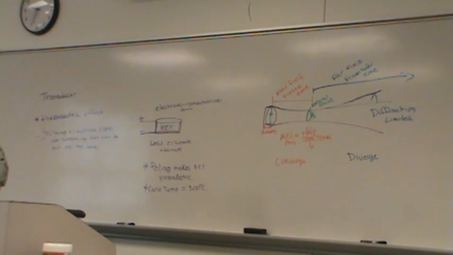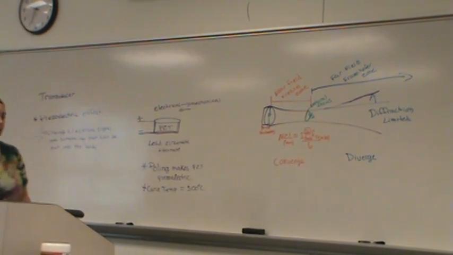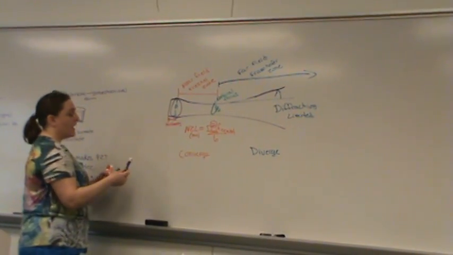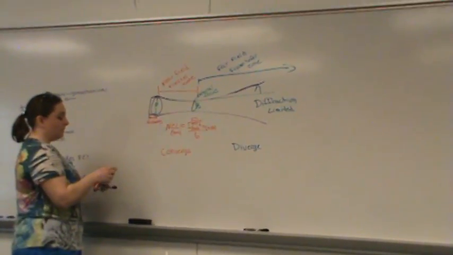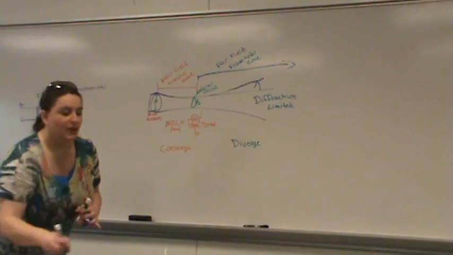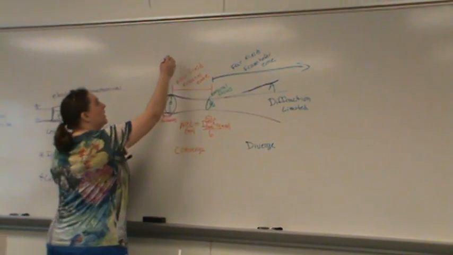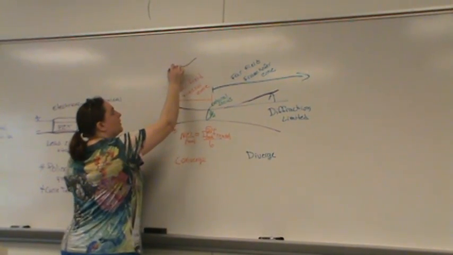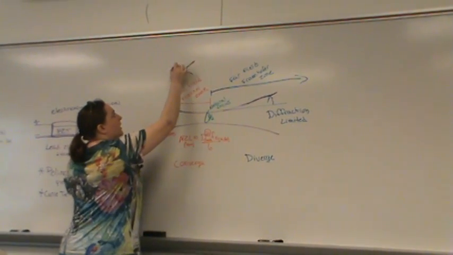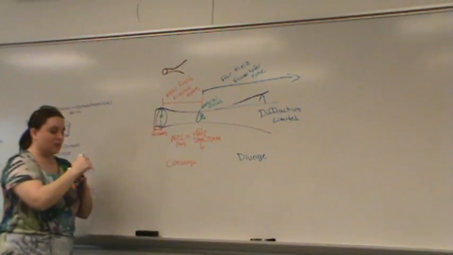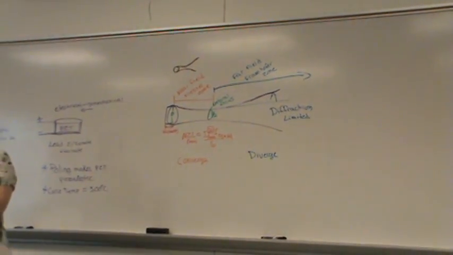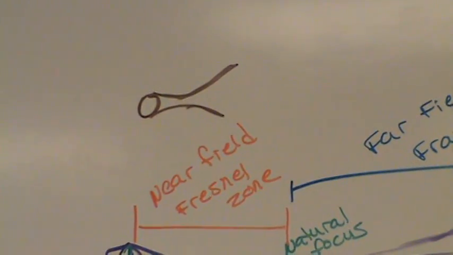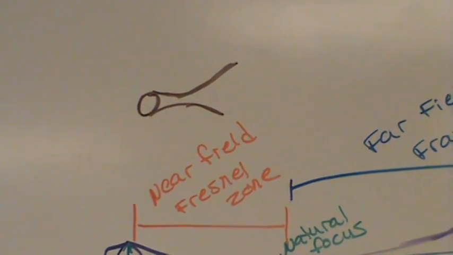Okay. So remember, when we're dealing with this whole idea of the convergence and this near zone length thing, if I have a really small crystal diameter, I'm going to have a very narrow focus, but my far field is going to diverge really, really quickly. So that diffraction happens a lot faster when I have a really small transducer diameter.